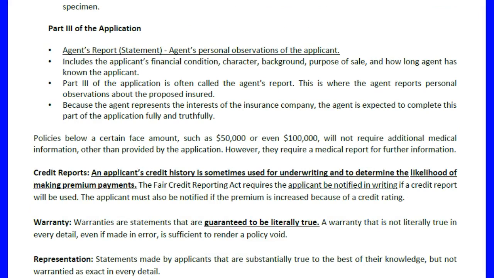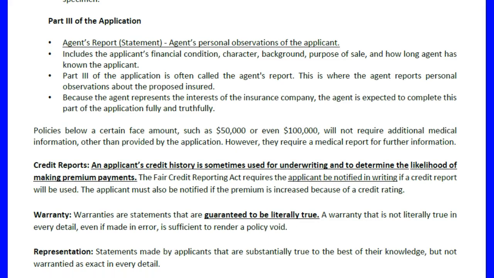Policies below a certain amount, such as $50,000, will not require additional medical information other than what is provided by the application. However, larger policies require a medical report for further information, meaning they're going to start asking you a lot more questions the more policy face amount they're going to give you. If it's a small amount, it just passes without a lot of major questions.